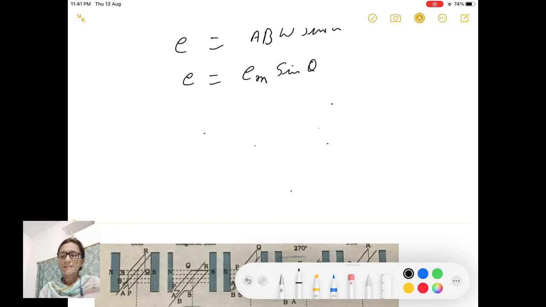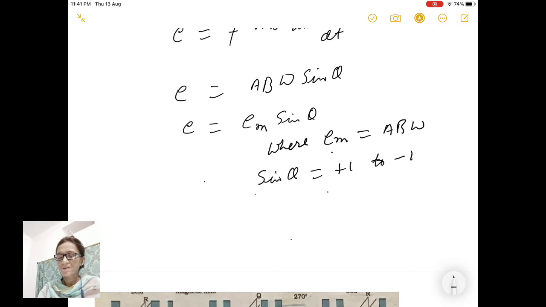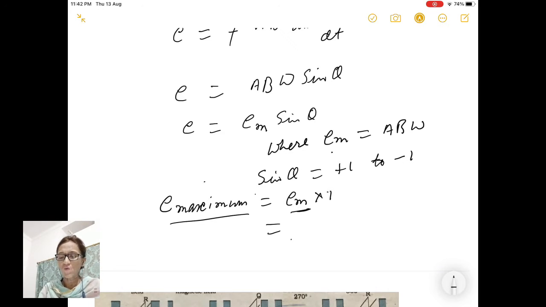So EMF induced is equal to E maximum sine theta, where EM is equal to AB omega. Now sine theta varies from +1 to -1. So maximum value of E will be when sine theta is put +1. So E maximum is equal to EM into 1. From here you can find that EM is actually E maximum. So this is called voltage amplitude.